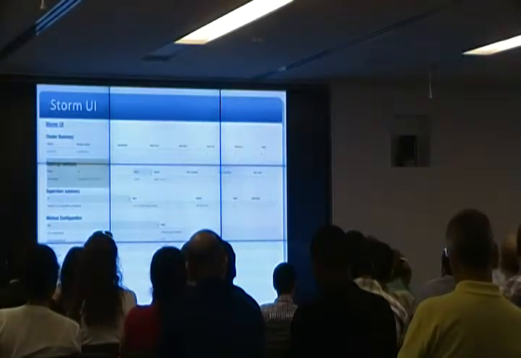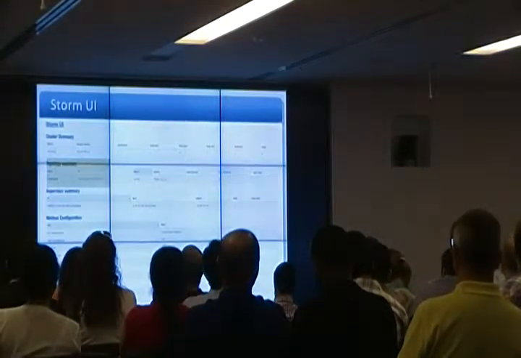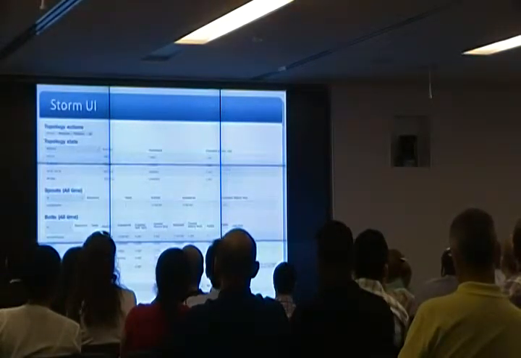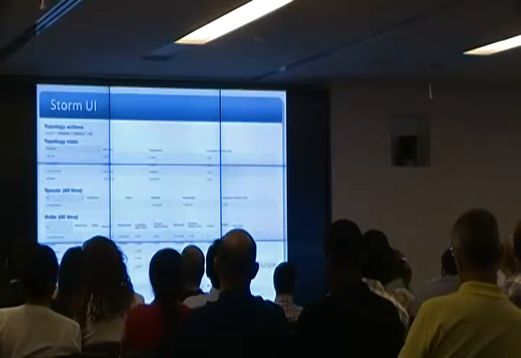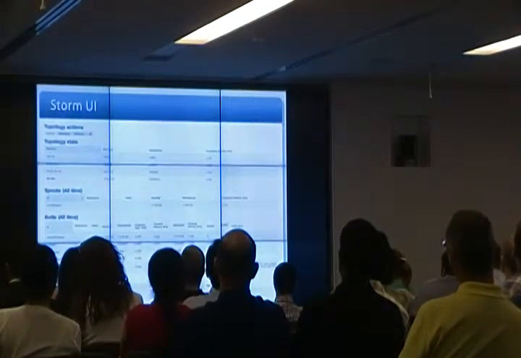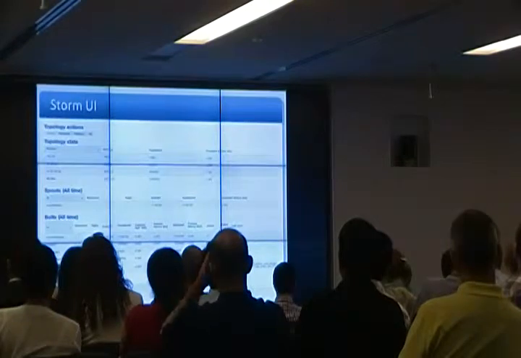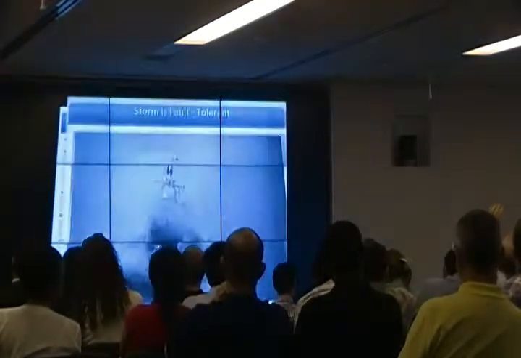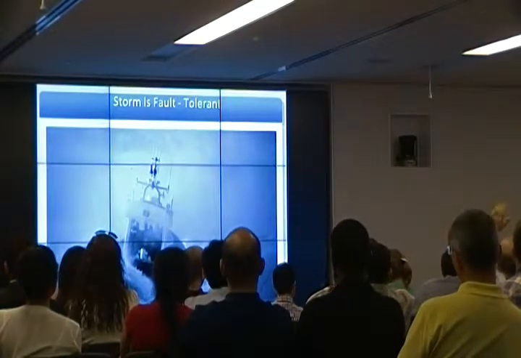Speaking about Storm UI, you can see what type of topology you're running. You see the topology summary, and you see all details about your bolts, about your spouts, and statistics: how many tuples it's processed, how long it took, some error messages, how many tuples failed. So it gives you a lot of information.